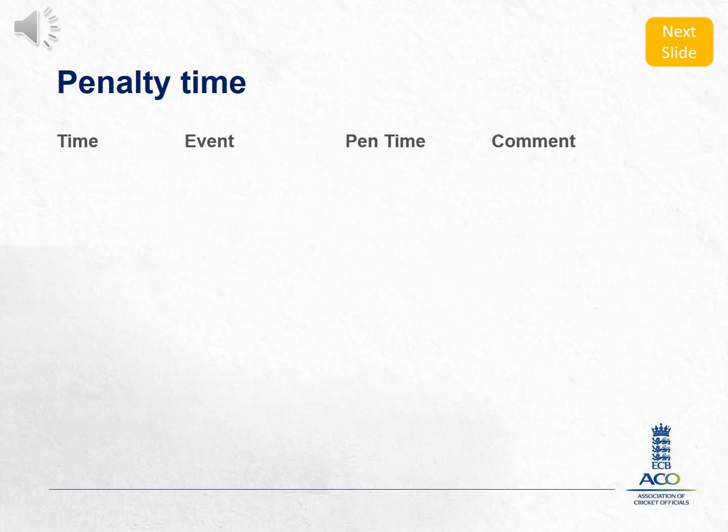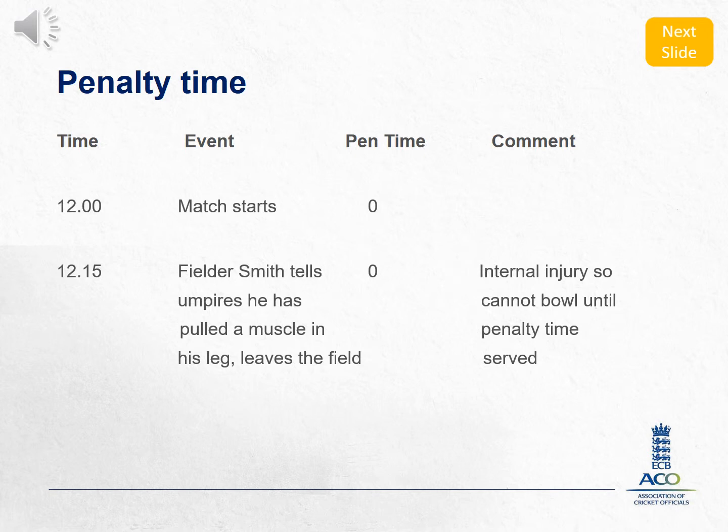Let's look at an example of this in practice to demonstrate how all of this fits together and as a result what you as the umpire will have to do. When Smith needs to leave the field, it is important to know whether his injury was the result of a blow. Had he been hit by the ball and hurt a finger, for example, then the whole question of penalty time does not arise.